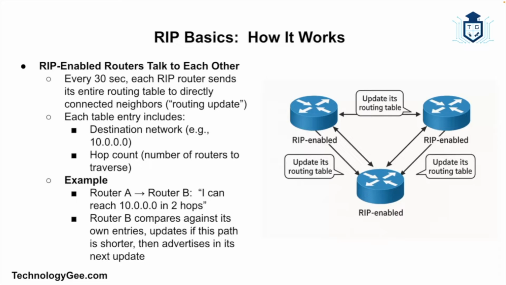All right, so let's walk through the basics of how RIP works in a real world network. We have what are called RIP-enabled routers that talk to each other. Every 30 seconds, routers using RIP send out their entire routing tables to neighboring routers. This is called a routing update. Each entry in the table includes the destination network and the number of hops it takes to get there. So imagine router A saying something like, hey, router B, I can get to network 10.0.0.0 in 2 hops. Router B then listens and updates its own table if that route is better than what it already has, and then passes that information along in the next update.